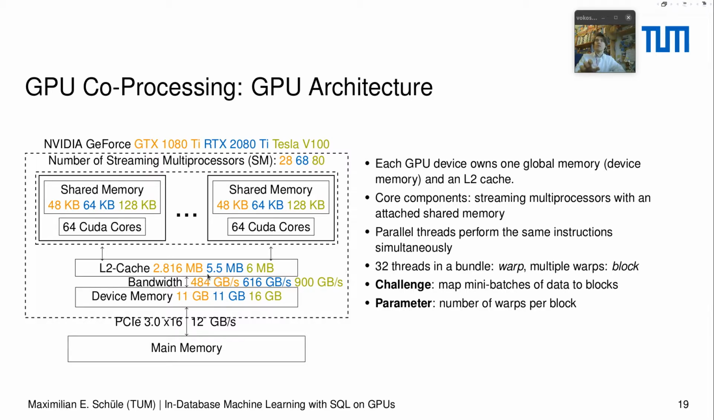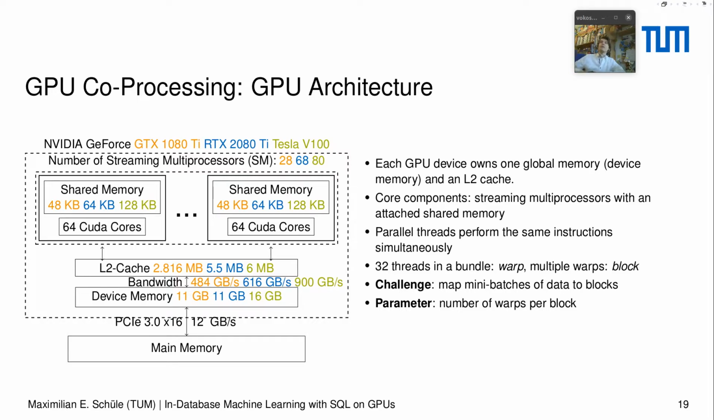The core components of a GPU are streaming multiprocessors with an attached shared memory. Inside of such a streaming multiprocessor, parallel threads perform the same instructions simultaneously. At least 32 threads are possible. 32 threads in a bundle are called a warp, and multiple warps, so at least 32 threads, form a block.